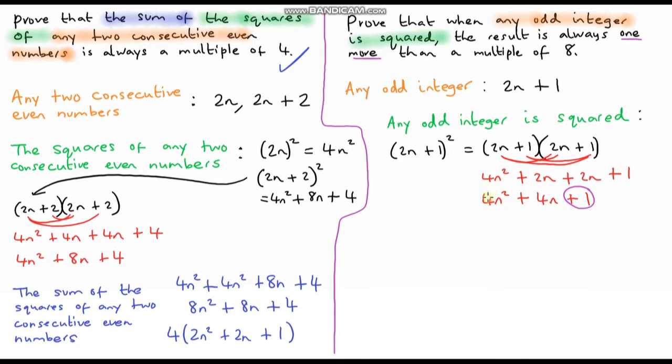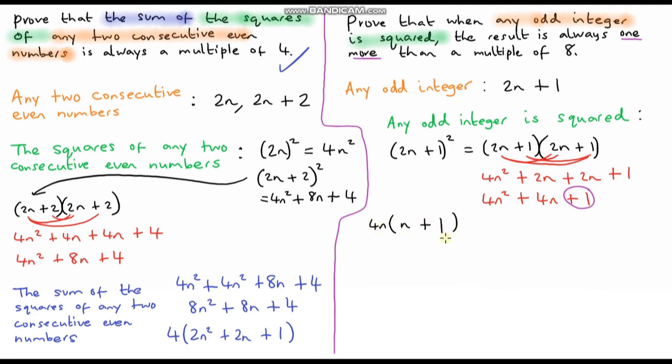So let's focus on 4n squared plus 4n. Now what can we factor out from 4n squared plus 4n? What is the highest common factor of both terms? Well, we can factor out a 4n from both terms. So if we factor out a 4n from both terms, in our brackets we are just left with n plus 1, because 4n squared divided by 4n is n, and 4n divided by 4n is 1.